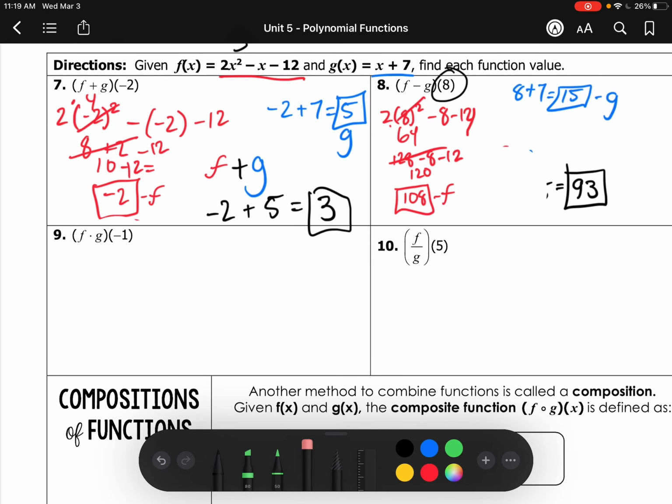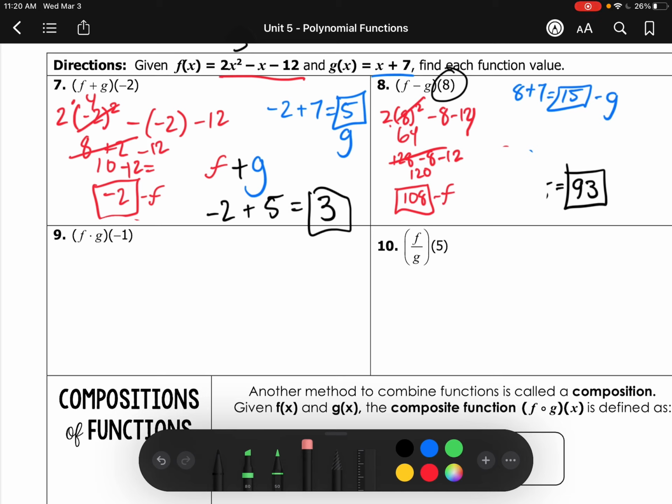Okay, so yesterday in class we left off on number 9. Number 9 is another example of combining two functions by multiplication, and then we're evaluating that function where our input is -1, right? So I'm going to use the second method. If you remember, there's two methods.